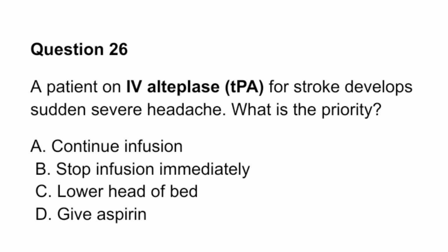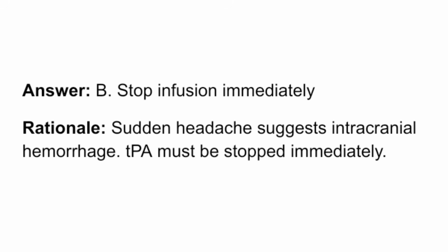Question 26. A patient on IV alteplase for stroke develops sudden severe headache. What is the priority? A. Continue infusion. B. Stop infusion immediately. C. Lower head of bed. D. Give aspirin. Answer: B. Stop infusion immediately. Sudden headache suggests intracranial hemorrhage. tPA must be stopped immediately.